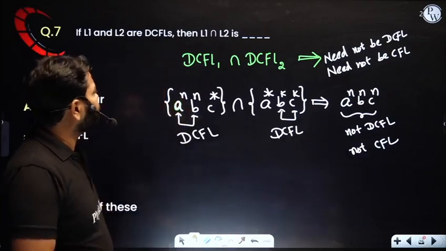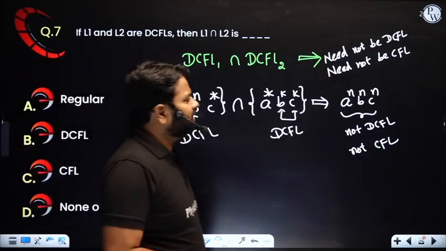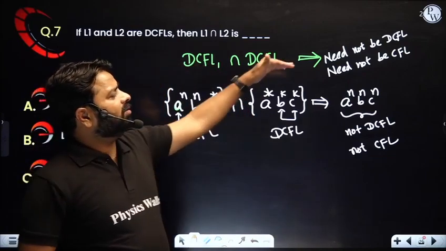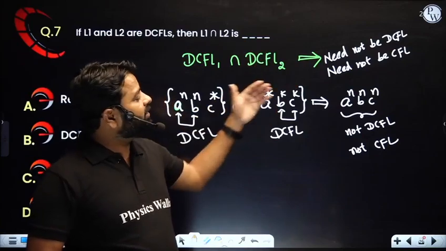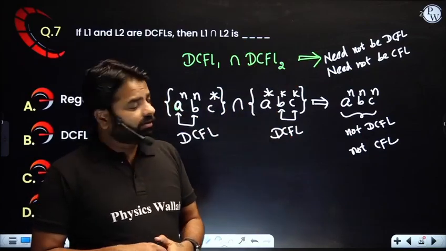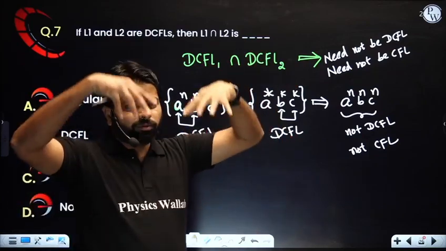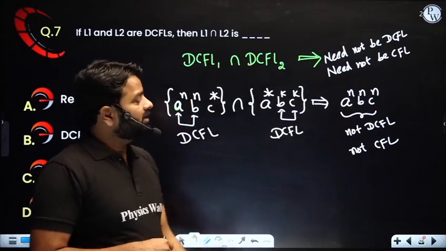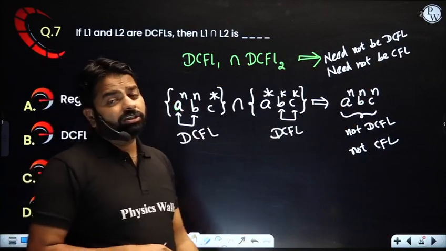Okay. Now this example is a very good example to give the counter proof, or you can say to get the language outside the domain. This example would be sufficient. You took two languages from the same domain of DCFLs, but the result goes outside the domain of DCFLs. That's why we say intersection is not closed.